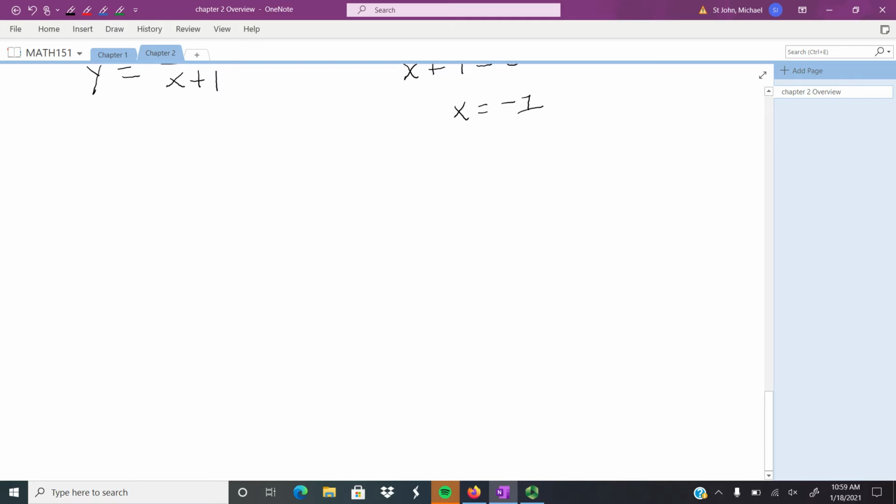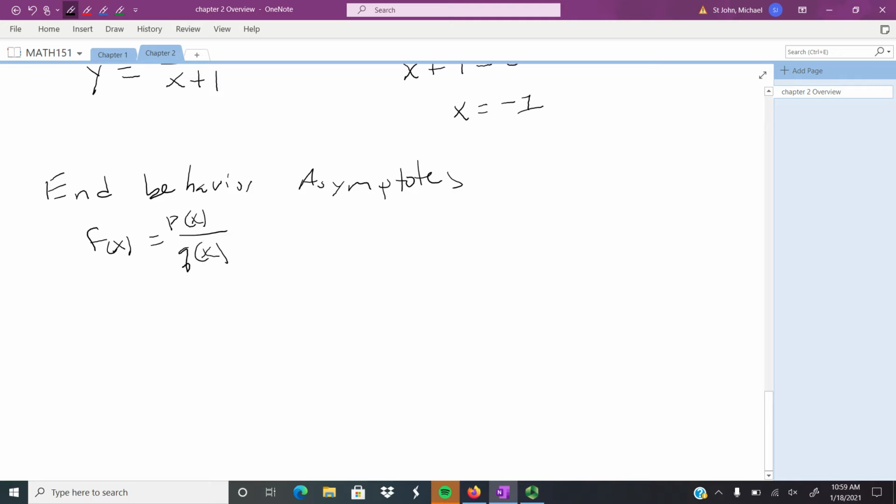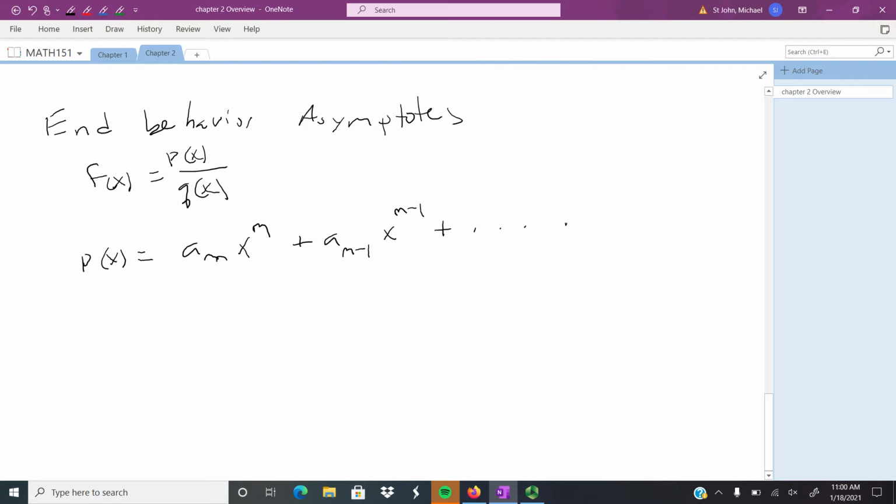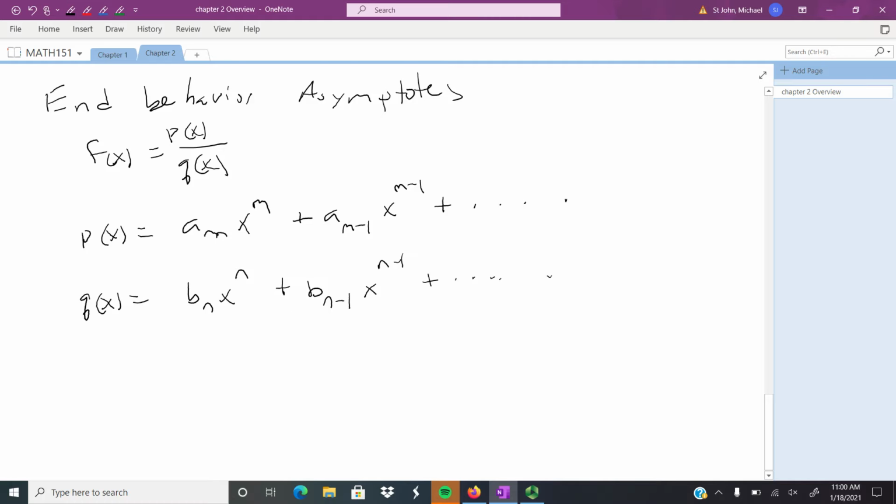So we can look in terms of end behavior and asymptotes. If we have a rational function, f of x is equal to p of x over q of x, and so p of x is in the form of a sub m x to the m plus a sub m minus 1 x to the m minus 1 plus so on, and then q of x is b sub n x to the n plus b sub n minus 1 x to the n minus 1 and then so on. So we've got several possibilities.